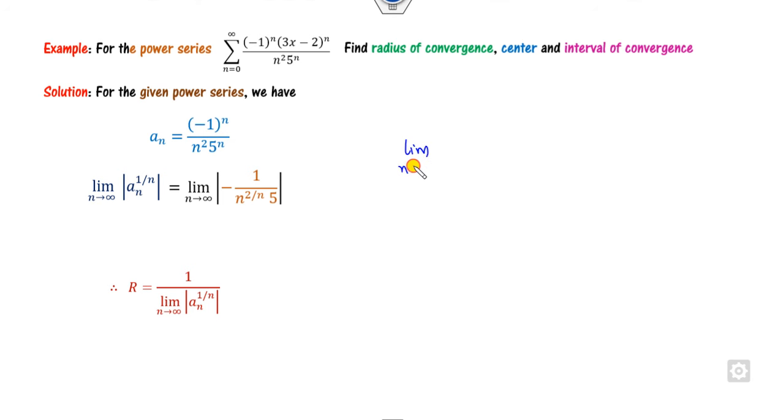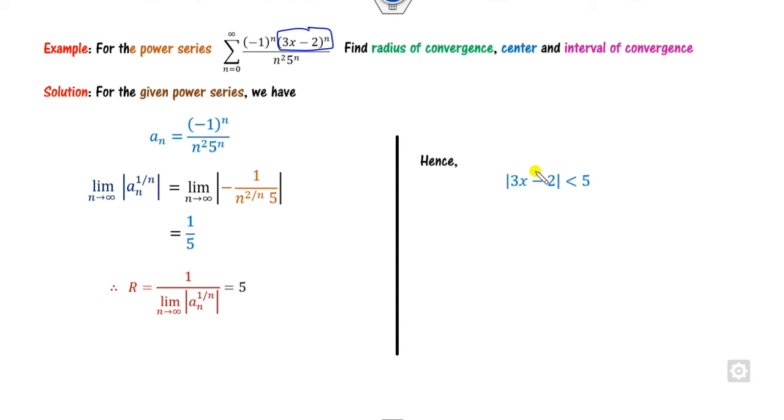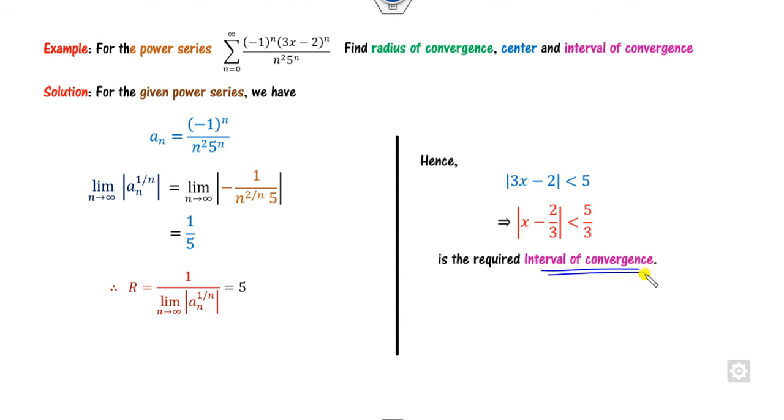We can find the value of this. What is the limit as n approaches infinity of the nth root of n^n? We all know it's 1. So this value is 1 squared. Minus is a mod value, so the answer is 1 by 5. You can substitute here, R is 5. Therefore, |3x - 2| is less than R. You can find the value of x from here. You can take 3 as a common factor. It can be written as 5 over 3, which is the required interval of convergence. So this is the answer of this.